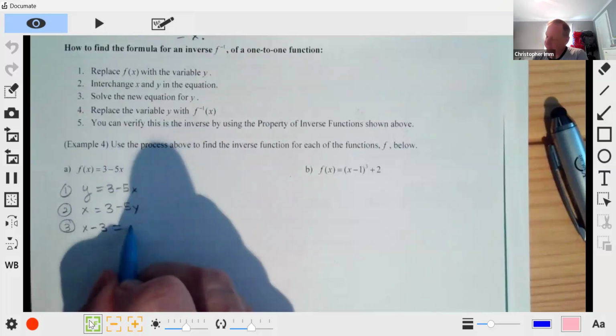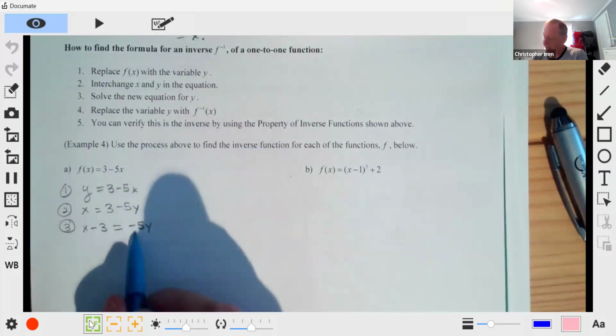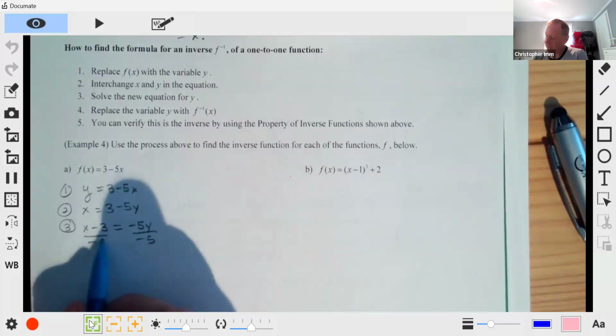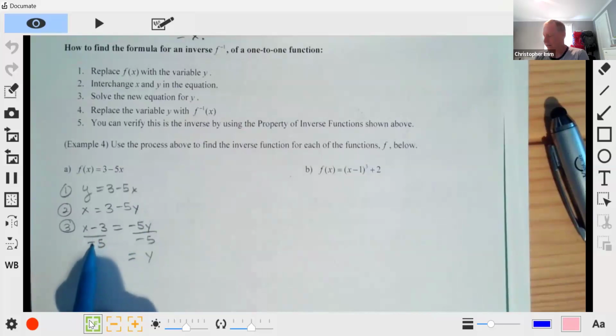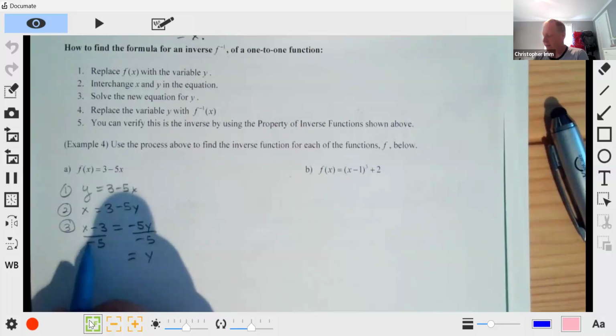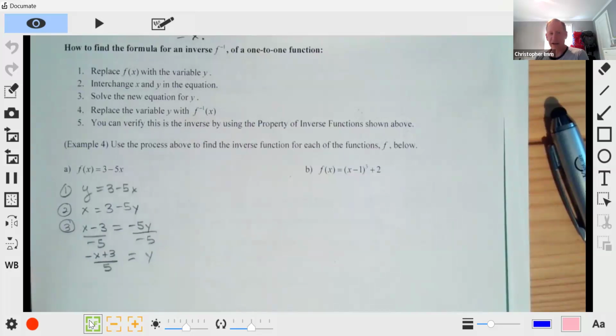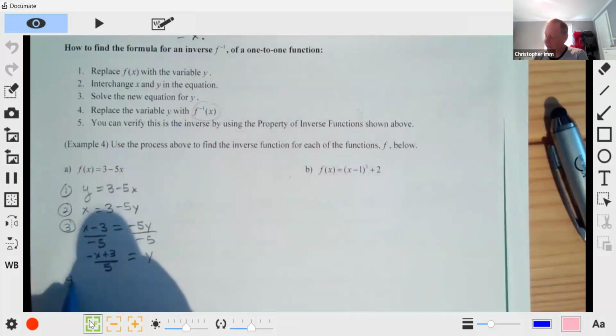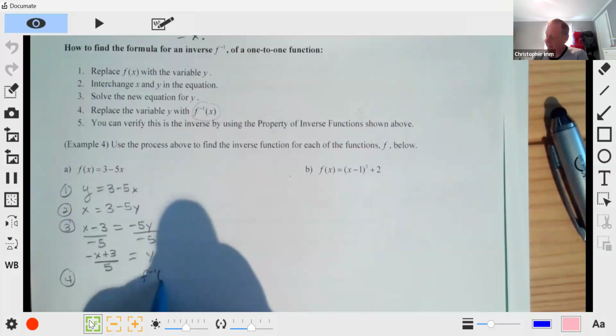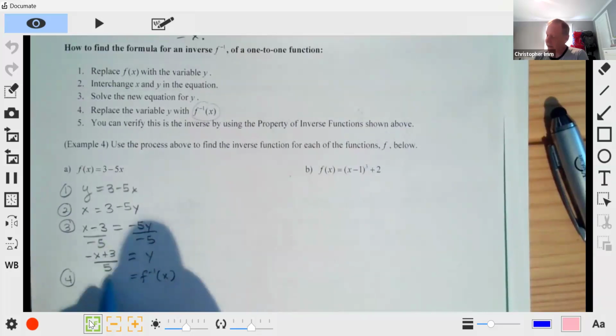That's my third step. I divide by -5. But notice I really don't like negatives in the denominator, so I'm going to distribute this -5 up and make this -x plus 3 over 5. So I've solved for y, and then finally, I replace that y variable with the symbol of an inverse. So the inverse of that function 3 minus 5x above is -x plus 3 over 5.